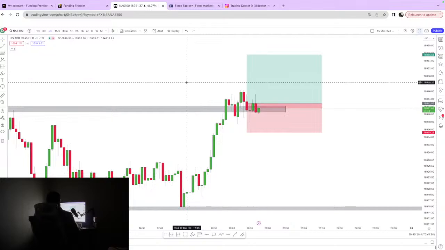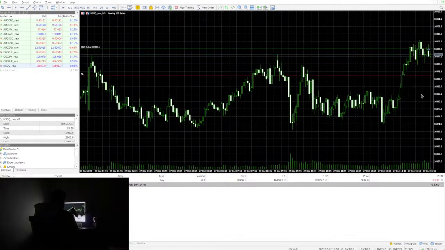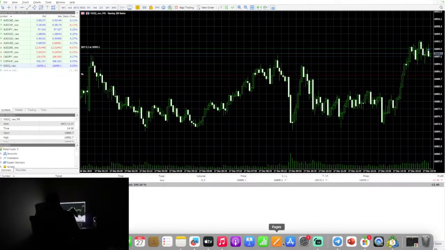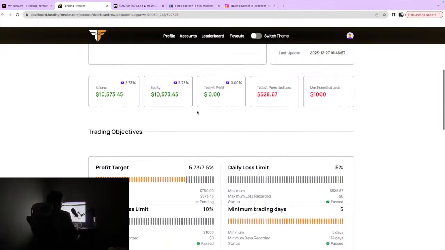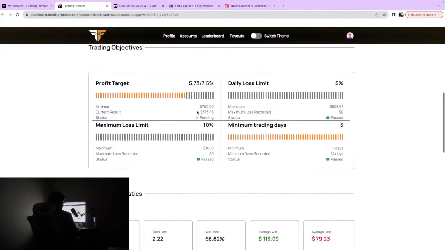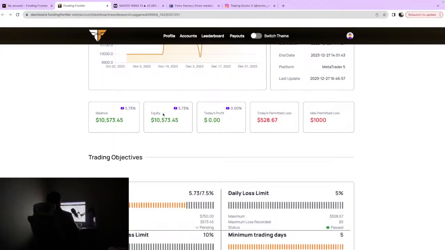So we have taken the trade for today. It was very fast actually today. We just sat 5 minutes back and we have taken the entry. So let's discuss a bit about our dashboard. So this is our current scenario going on. I am using Funding Frontier, brother. This is the equity balance right now.